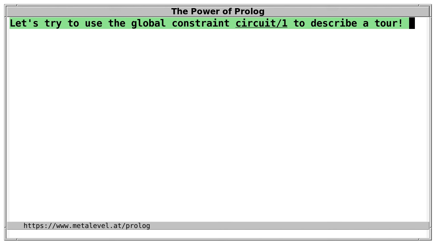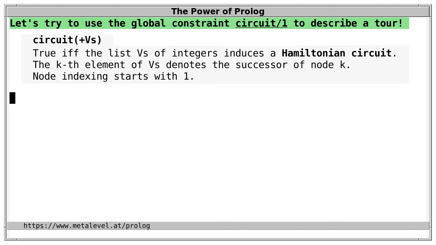Now, let's try to use the global constraint circuit to describe a knight's tour. Here's the description again. The constraint holds for a list of Vs of integers if and only if they induce a Hamiltonian circuit. That's a cycle in a graph that visits each vertex exactly once. And the representation may seem a bit unusual at first. The kth element of Vs denotes the successor of node k, and indexing starts with 1. So let's consider an example.